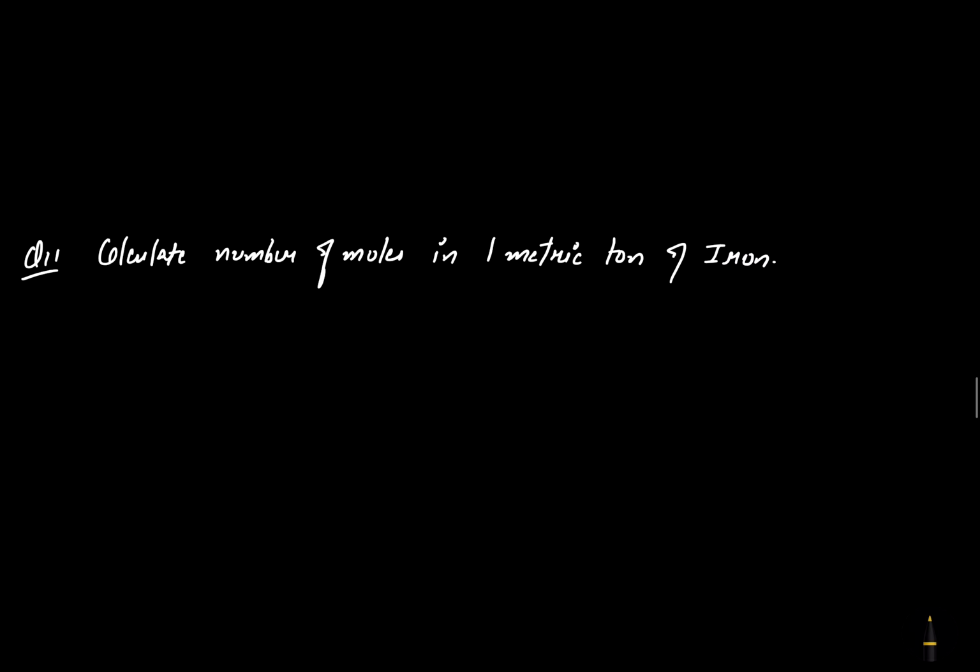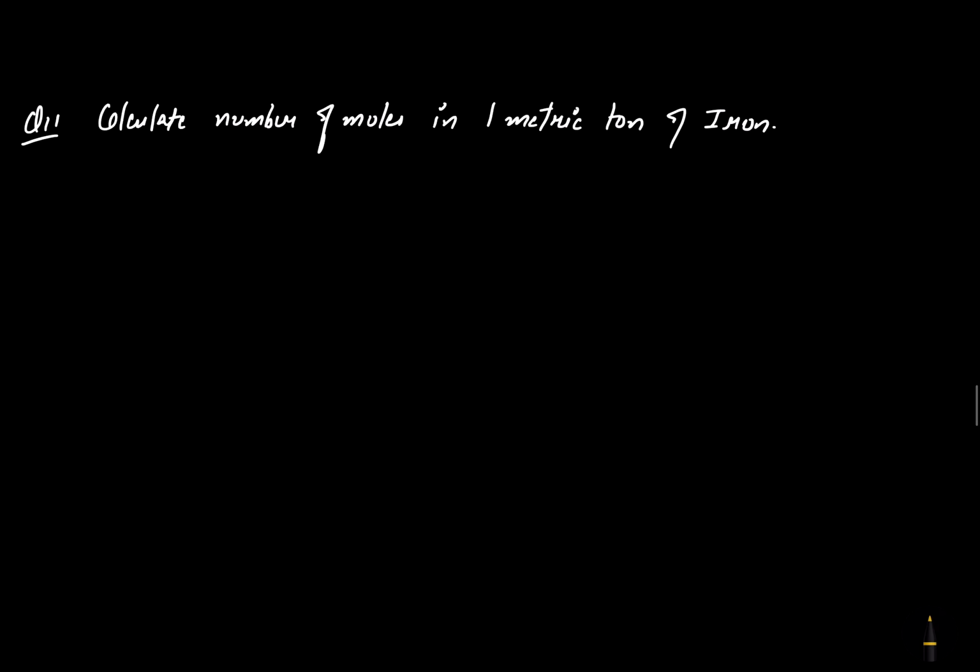It's numerical number 11. Now I have taken bigger terms of mass. Calculate the number of moles in 1 metric ton of iron. So let's discuss it. First of all, for moles, I have always taken the relation of moles with mass in grams. So first of all, I have to convert my 1 metric ton into grams.